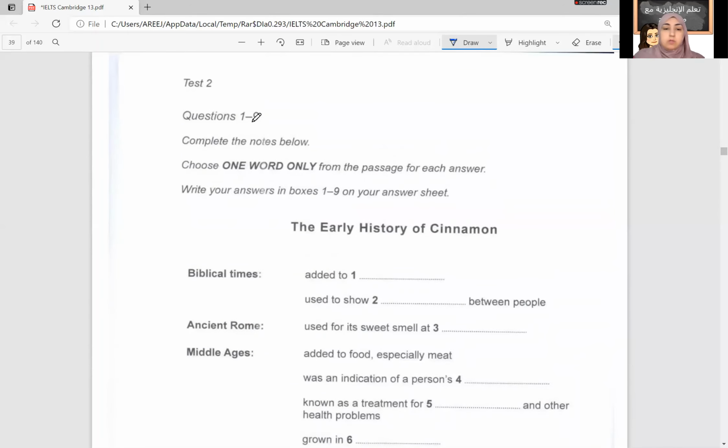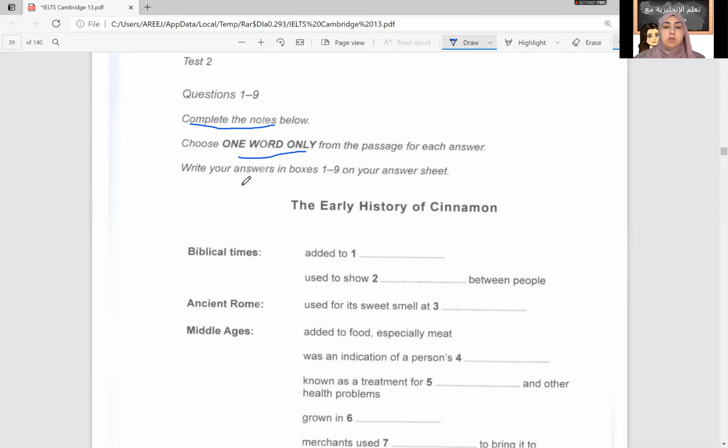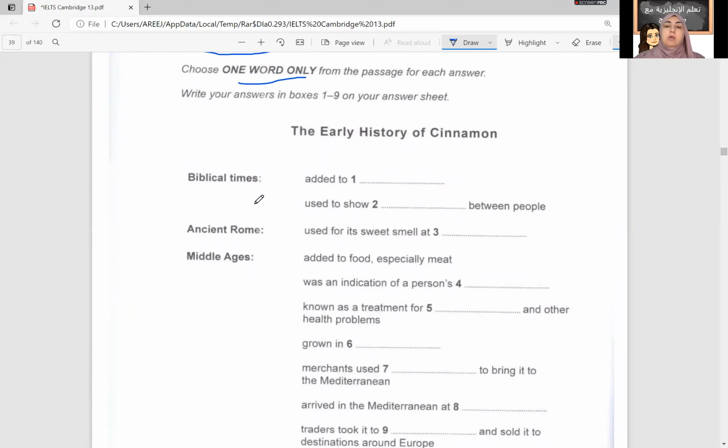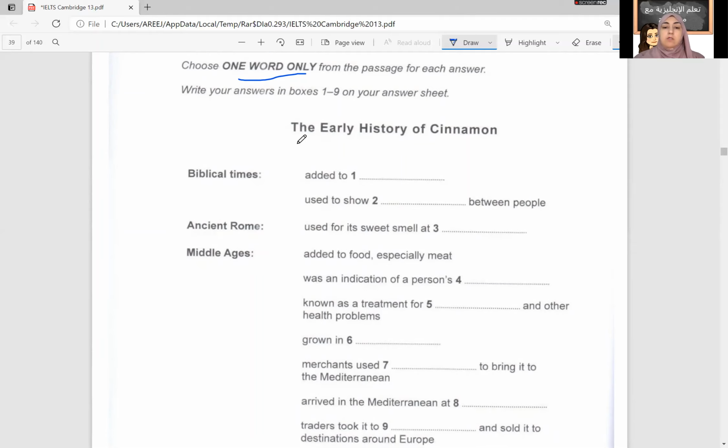So today we're going to use questions 1 to 9, and I read the instructions carefully: choose one word only. This is a note completion task, so we're going to complete these notes from the passage. Write your answers in boxes 1 to 9 on your answer sheet. Of course, we're going to answer these questions on this paper, and then transferring them is not going to be a problem. The title here is The Early History of Cinnamon.